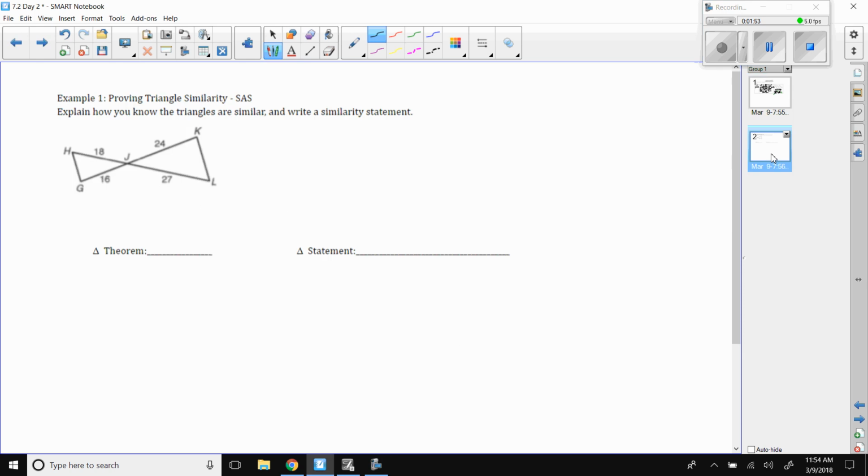Okay, we just have one example for this. Explain how you know the triangles are similar and write a similarity statement. So what I know about these is that these two angles are going to be congruent because they're vertical angles, those angles that are across from each other. Okay, so angle HJG is congruent to angle KJL because you have vertical angles.